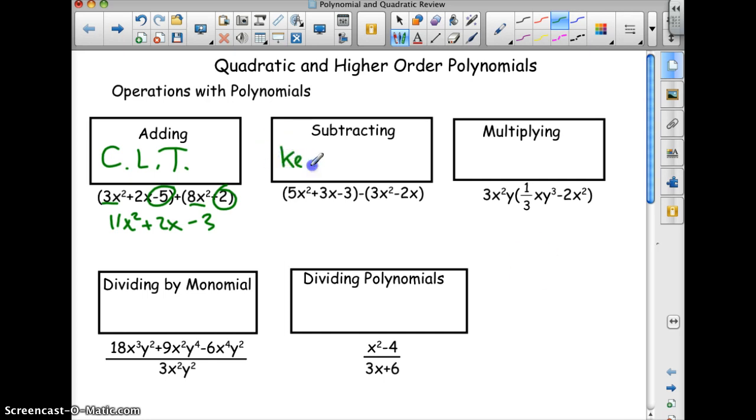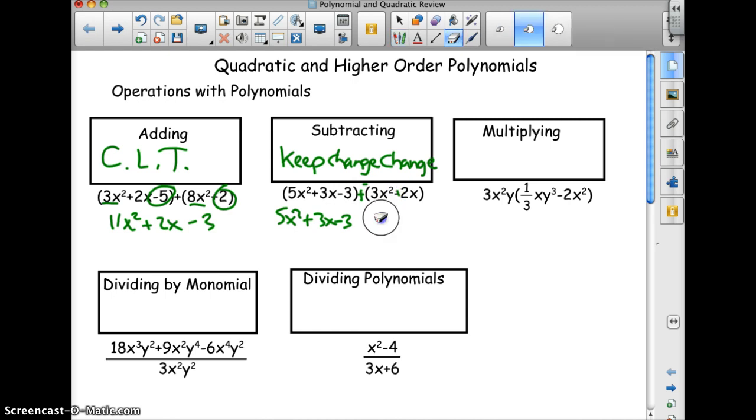Subtracting, I need to keep, change, change. And what does that mean? Well, that means keep the first one, 5x squared plus 3x minus 3, and then change this to addition, and then change the sign of everything after it, right? Well, there we go. I pretty much just changed it right there above it. So now I combine 5x squared and then negative 3x squared. I get 2x squared. 2x and 3x is plus 5x minus 3.